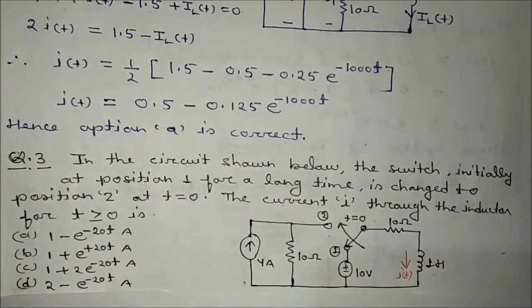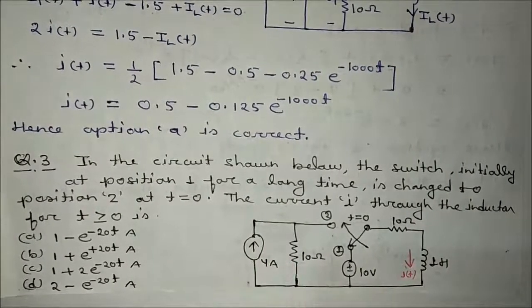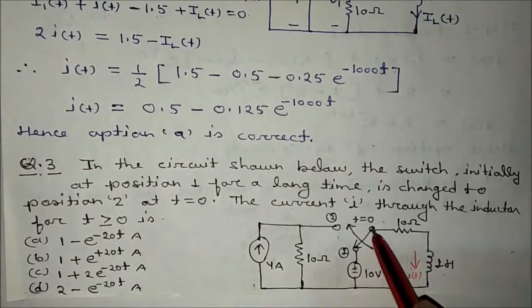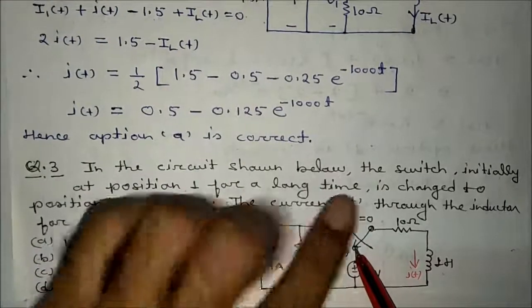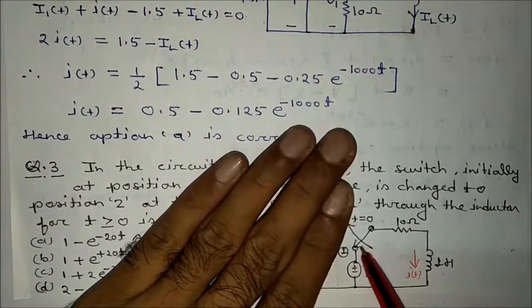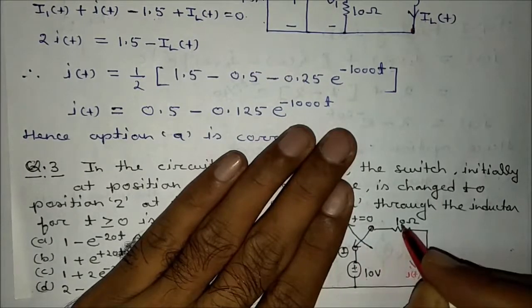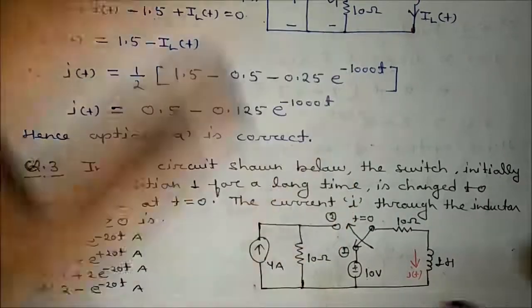So step number 1, at t is equal to 0 minus, what will we do? At t is equal to 0 minus, the switch will be at this position. This circuit has been removed. The switch is at this position. This will be shorted. This is 10 ohm. This is 10 ohm. What will you get? This circuit will look like this.